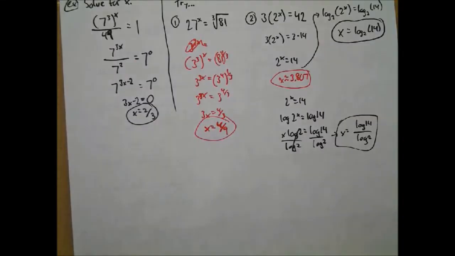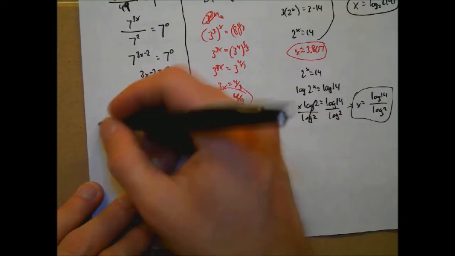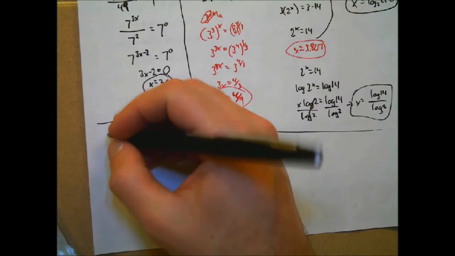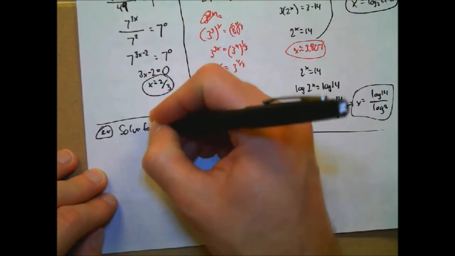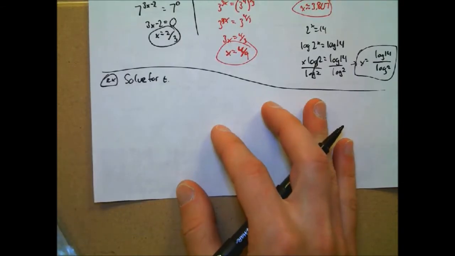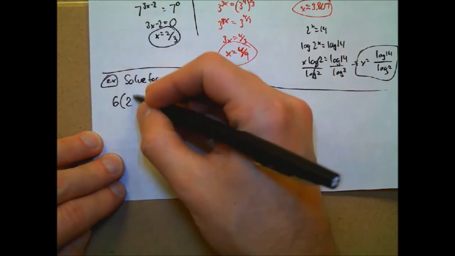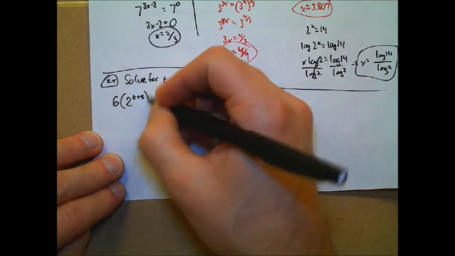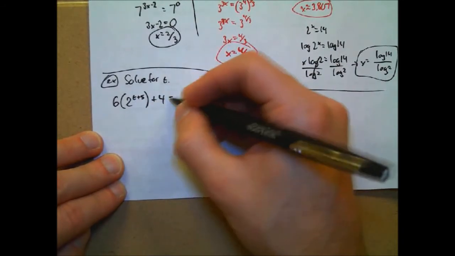All right, let's try another one here, to make sure we've got the idea. Let's solve for t in this case. 6 parentheses 2 to the t plus 5, close parentheses, plus 4 equals 11.